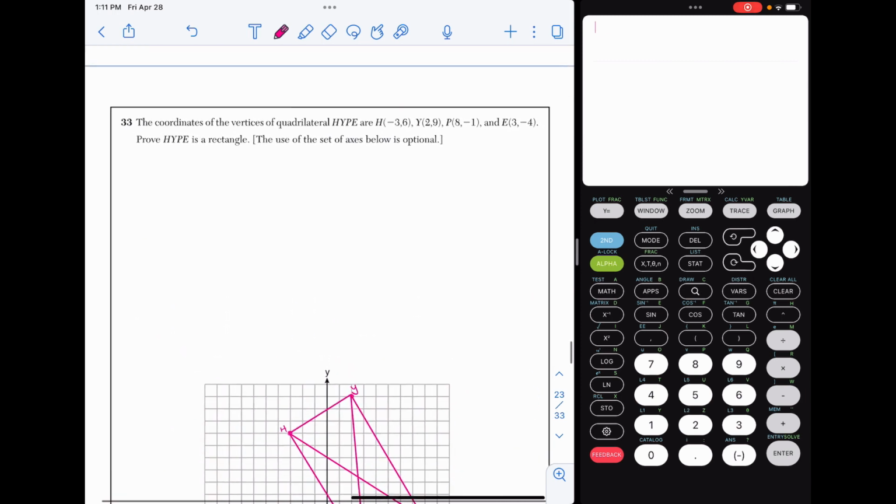So I'm going to set up the 6 distance formula calculations that I need. I'm going to first do the 4 sides, and then I'll split this here just so you see, find the lengths of the 2 diagonals as well for a total of 6 calculations.